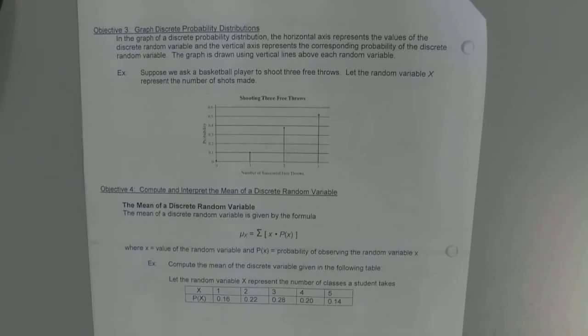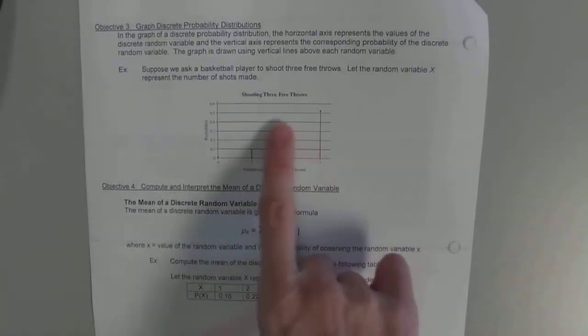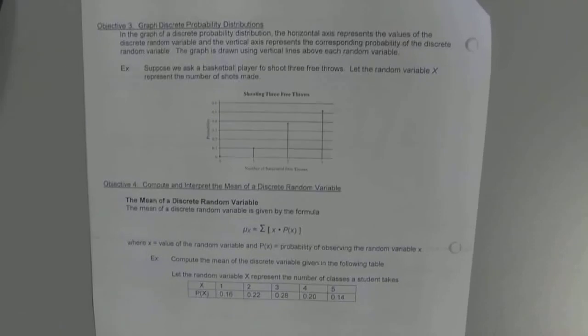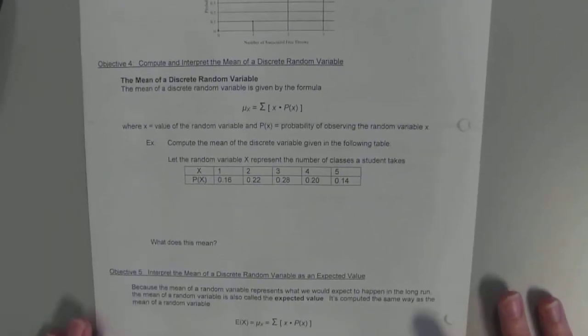Okay? So objective 4 is really the only new stuff so far. So once we get these discrete probability distributions, for example, this free throw shooter, we want to start knowing, okay, on average, how many free throws should this basketball player make? And so we can start finding the mean. Let's look at this formula and see if we can dissect all those crazy things.